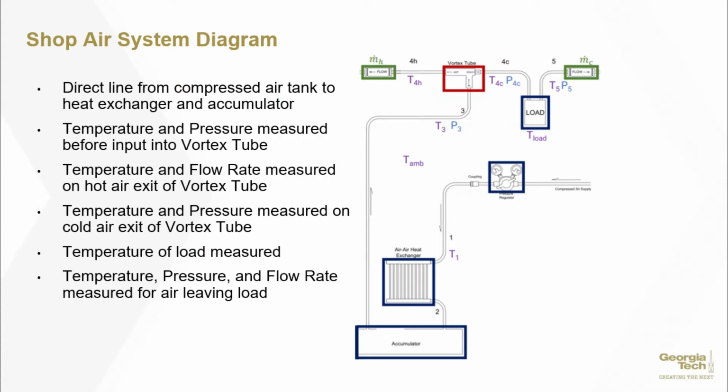Our refrigeration system has 5 points of interest to model. We have our vortex tube, boxed in red, our aluminum block, our regulator compressor, our heat exchanger, and our accumulator. At these 5 stations, we can model and measure the temperature entering the vortex tube, the flow rate entering the vortex tube, the temperature and pressure exiting those tubes from a hot and cold exit, as well as our heat exchanger.